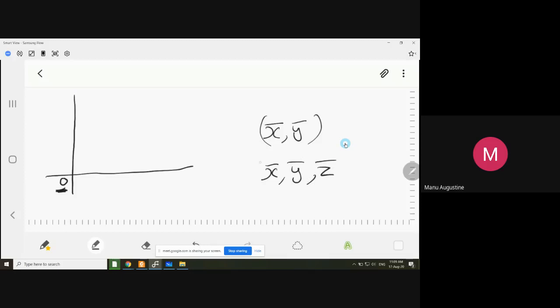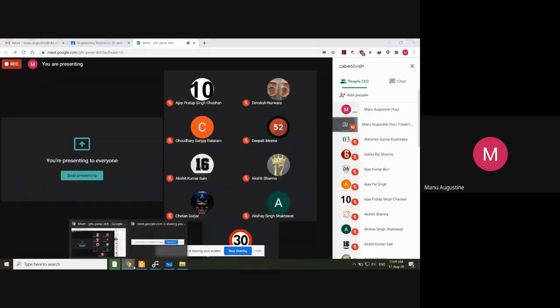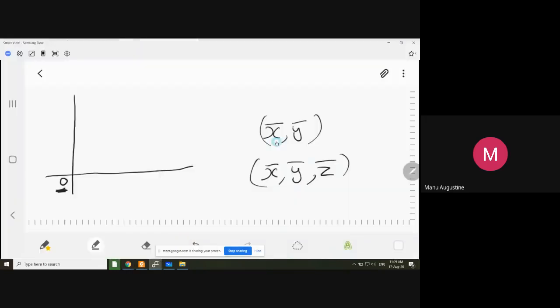comma z bar for a three-dimensional case. So if you are dealing with a two-dimensional problem, your aim is to find x bar comma y bar.